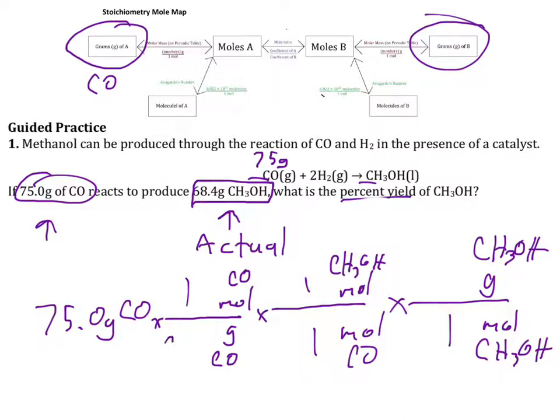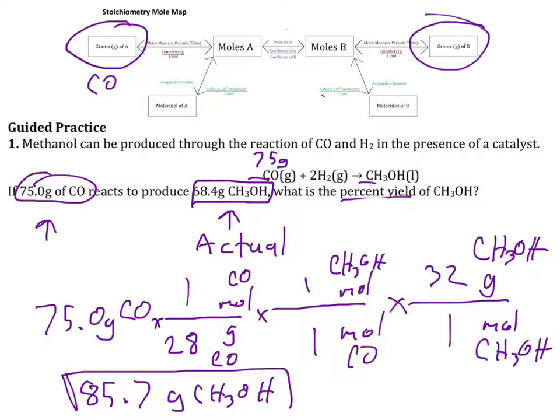The molar mass for this is 28, and the molar mass for this is going to be 12 plus 4 is 16 plus 16 is 32. And I'm using rounded numbers here. And so we can just type this in our calculator. And what I get when I type this in here is 85.7 grams of CH3OH. And again, this is the calculated value. This is how much the perfect world would produce.